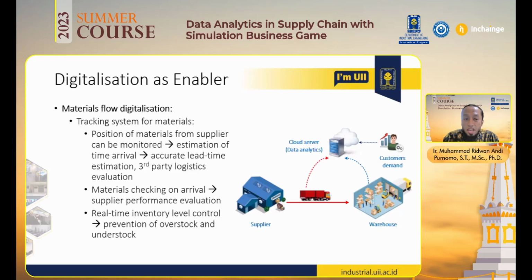After we have a tracking system for materials, the position of material from the supplier can be monitored. What is the benefit if we can monitor the position of the material from the supplier? If we can track it, then we can try to estimate the time of arrival of the material to our company. This is quite challenging without real-time data. We can estimate, but sometimes the estimation is correct, sometimes it is incorrect. But estimation of the time of arrival of the material is very important.